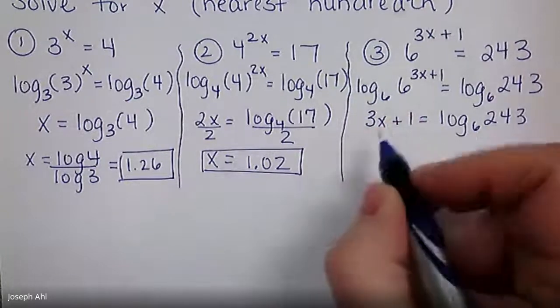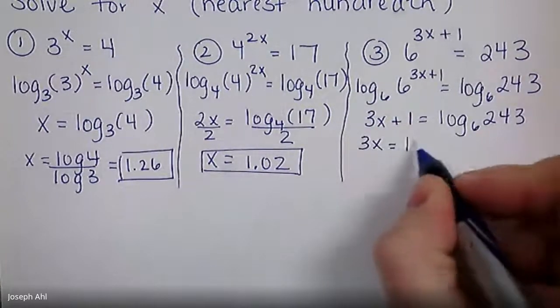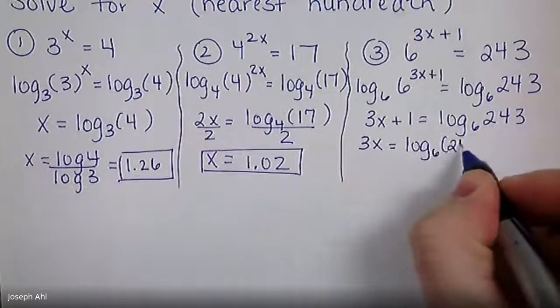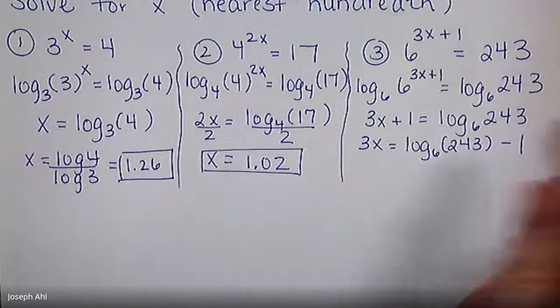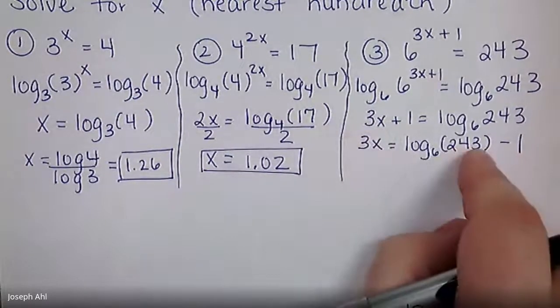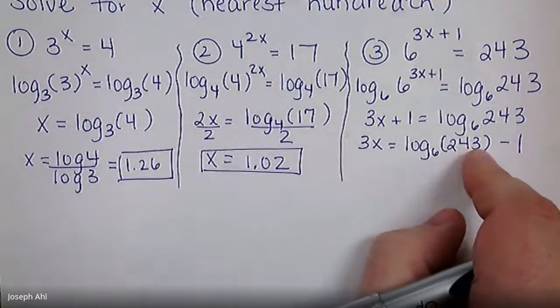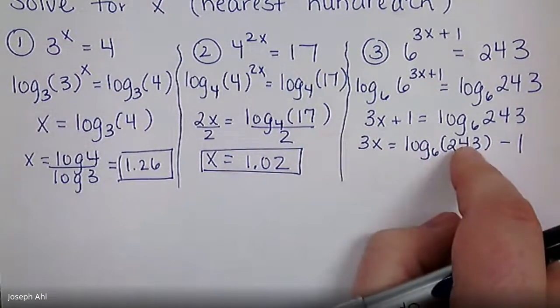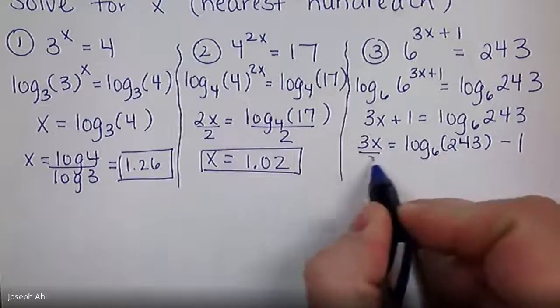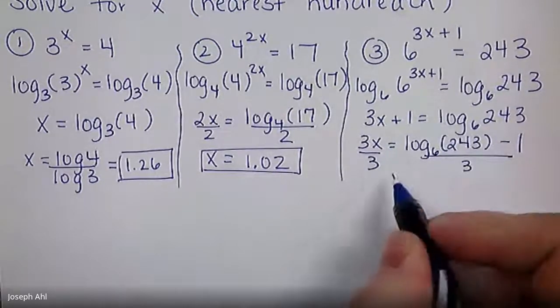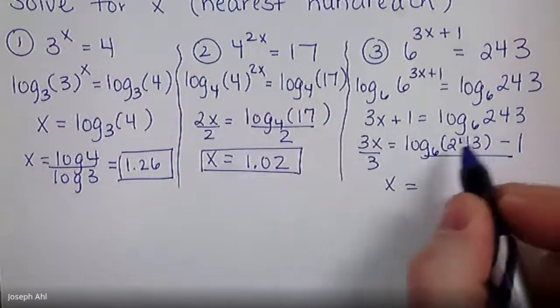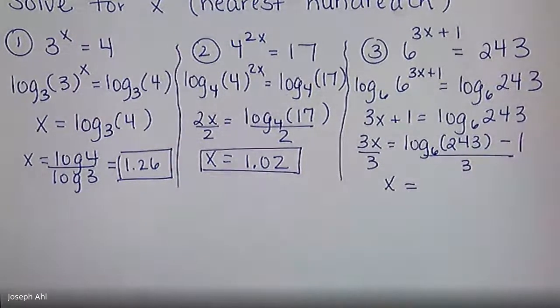First one, of course, is subtracting 1 to the other side. 3x equals log base 6 of... I'm going to throw that 243 in parentheses now, because when I subtract the 1 over, this does not become 242. Okay, you have to take log base 6 of this number, then you can subtract 1 from it. And finally, last step is to divide by 3. So x would equal, in an exact form, log base 6 of 243 minus 1 divided by 3.